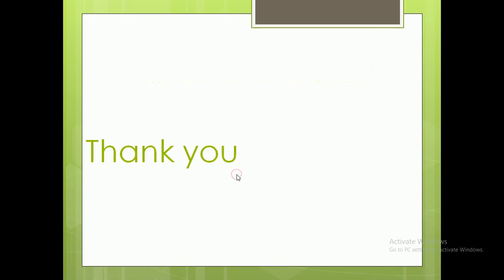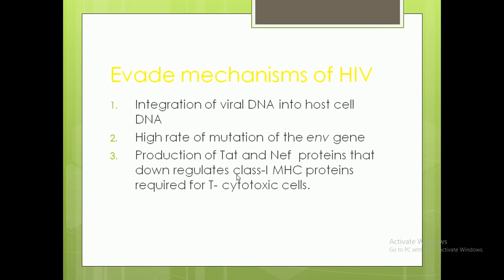Also, the HIV virus has mechanisms to evade the immune system. First, by integration of the viral genome into the host cell genome. Second, a high rate of mutation in the envelope gene, and production of Tat and other proteins that downregulate class 1 MHC proteins required for cytotoxic T cells.